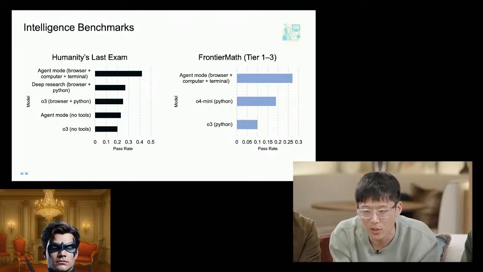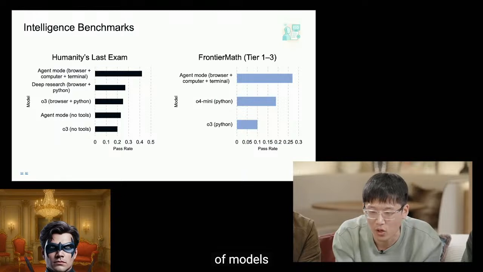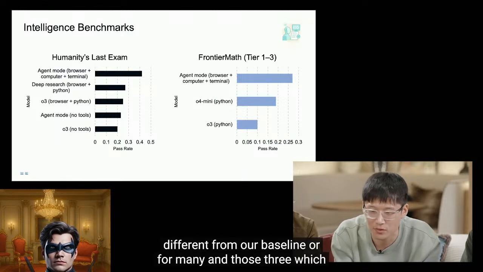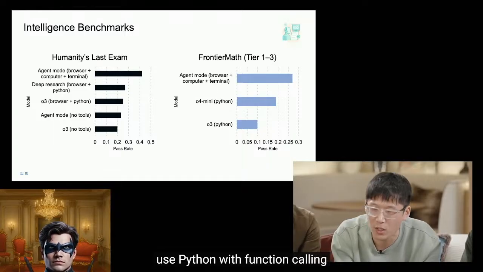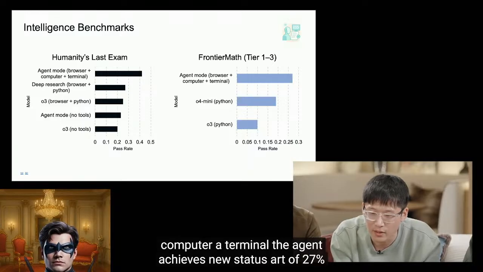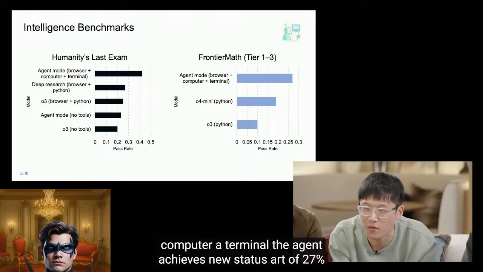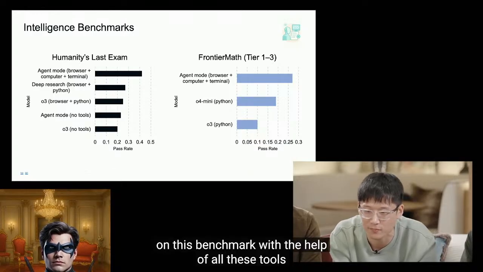FrontierMath is a benchmark that measures the advanced mathematical reasoning ability of models. Different from our baseline o4-mini and o3, which use Python with function calling, we give the agent model all available tools like a browser, a computer, and a terminal. The agent achieves a new state of the art of 27% on this benchmark with the help of all these tools.